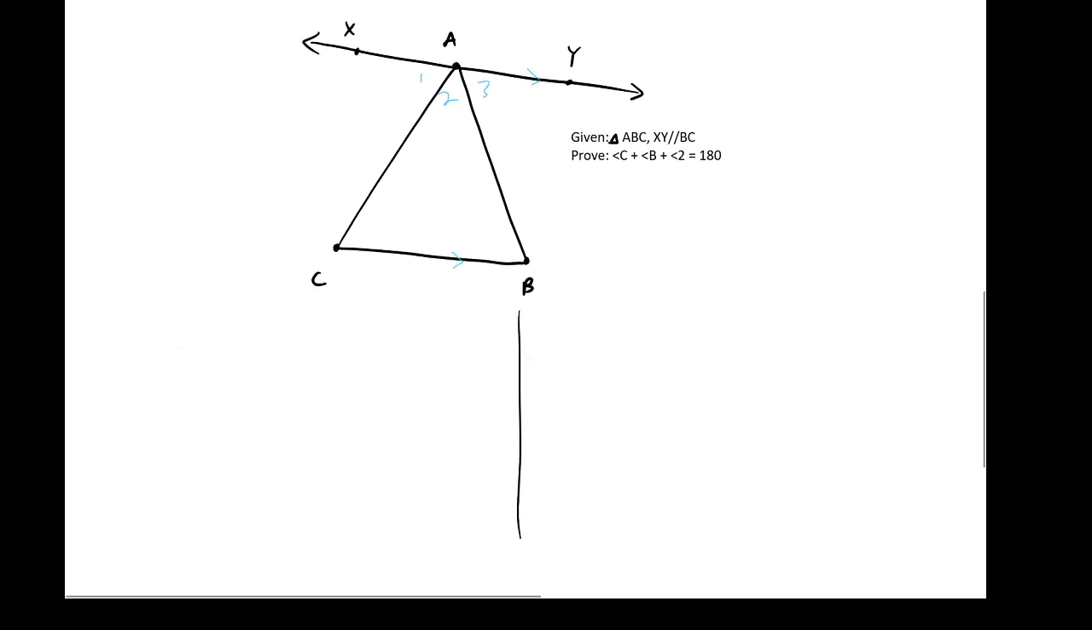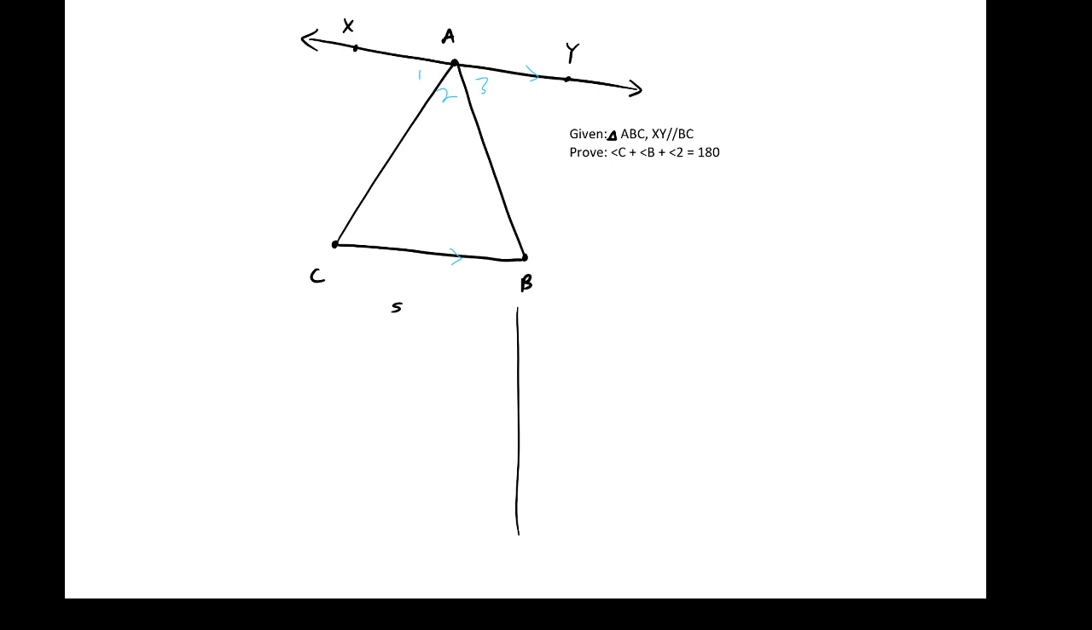So of course, we're going to start with statements on the left and the reasons on the right. For the first one, of course, it's triangle ABC with XY and BC being parallel as our given.